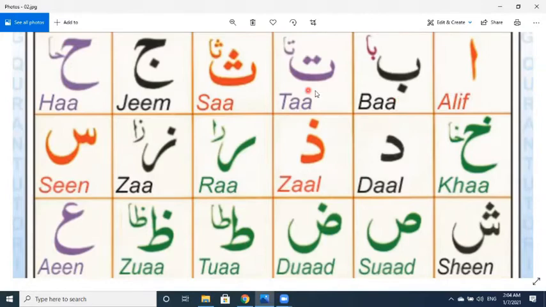Ba. The third letter is Ta. And the fourth one is Tha. Now we'll discuss the difference between Ba, Ta, and Tha. Ba is a shape which has one dot beneath. If it has one dot beneath, we'll call it Ba. If the same shape has a couple of dots on its top, like in the purple letter, we'll call it Ta. And if it repeats with 3 dots on the top, we'll call it Tha.